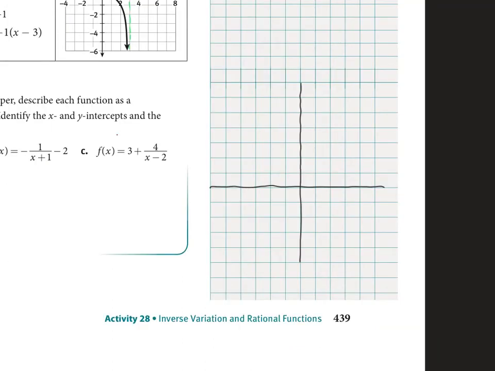Okay, so how do you attack these? I've set up my axis, and the best is to identify what the transformations are. So I'm dealing with a shift up of 3, a stretch by 4, and then a shift right of 2. And so as I think about this, the up 3 is going to change my horizontal asymptote to be y equals 3 from y equals 0. So I can draw that in. And the right 2 is going to shift my vertical asymptote to be at x equals 2.